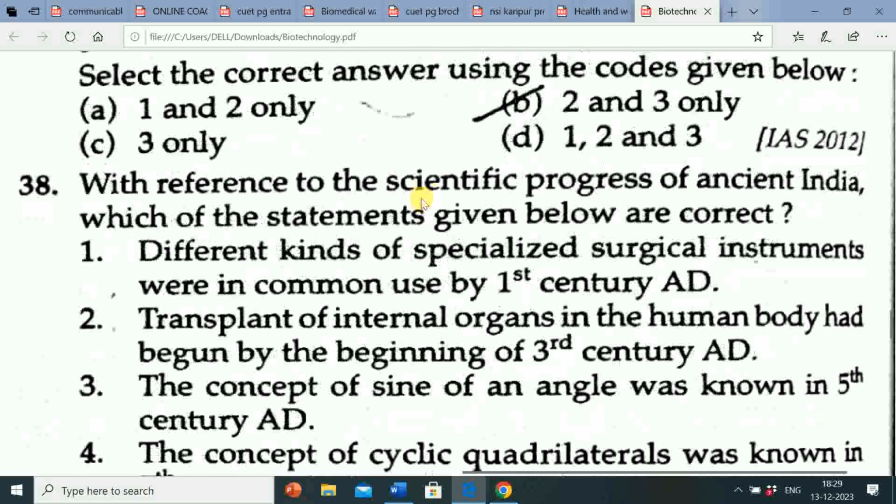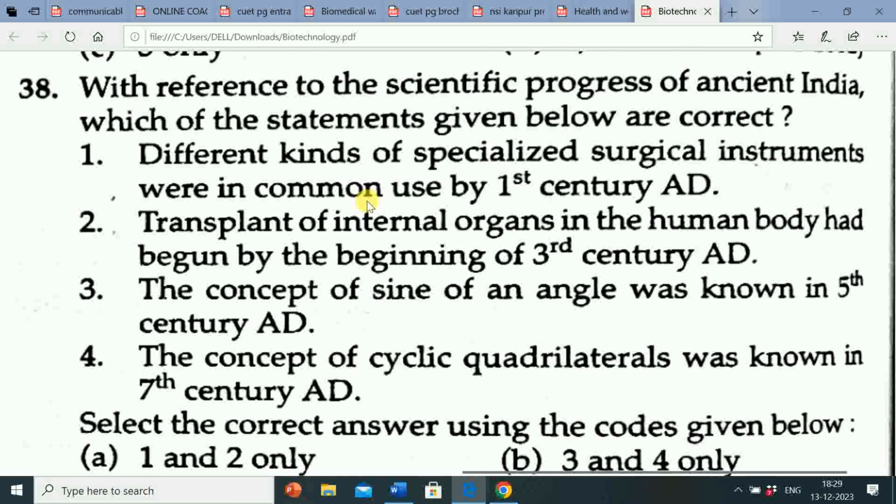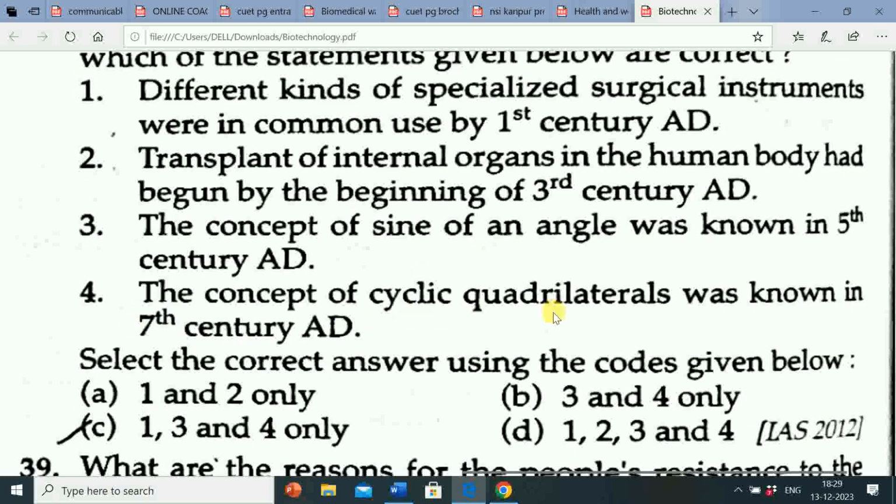Next question is with reference to the scientific progress of ancient India, which of the statements given below are correct? First statement, different kinds of specialized surgical instruments were in common use by 1st century AD. Second statement, transplant of internal organs in the human body had begun by the beginning of 3rd century AD. Third statement, the concept of sine of an angle was known in 5th century AD. Fourth statement, the concept of cyclic quadrilaterals was known in 7th century AD.